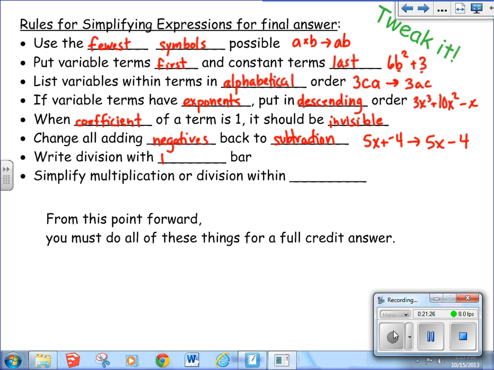Right, division with the fraction bar. We've been talking about that. Finally, simplify multiplication or division within terms. And I've been talking about this the past couple days. For example, if you have 4 times the product of 6n, you can simplify this multiplication within the term to 24. We'll be working on these for the next few days.